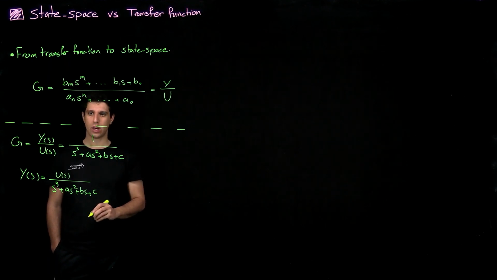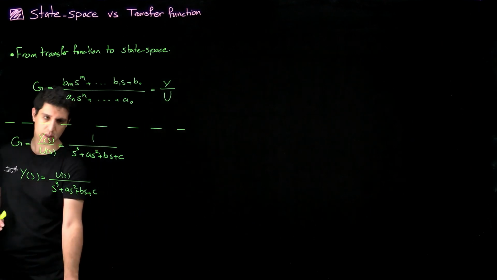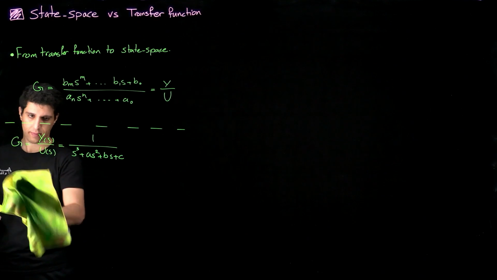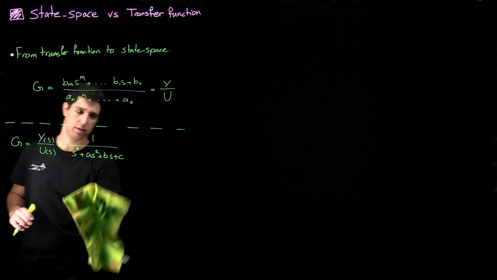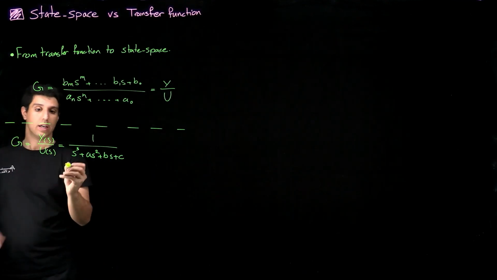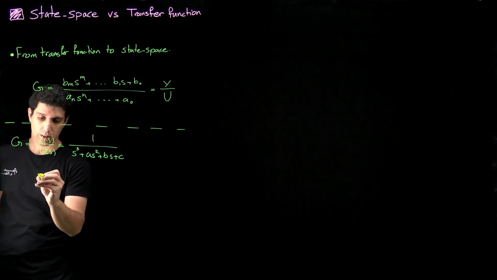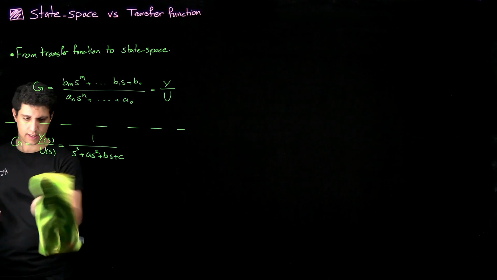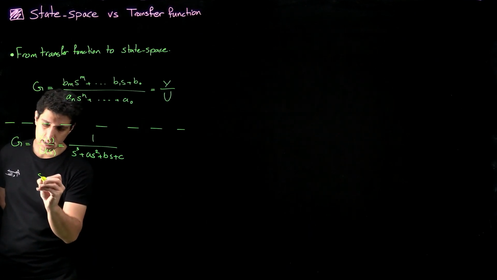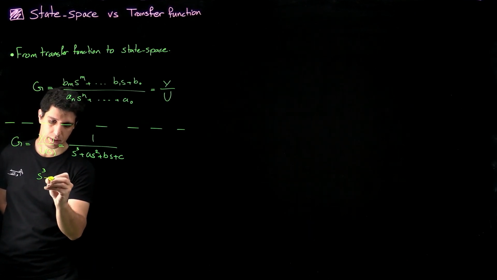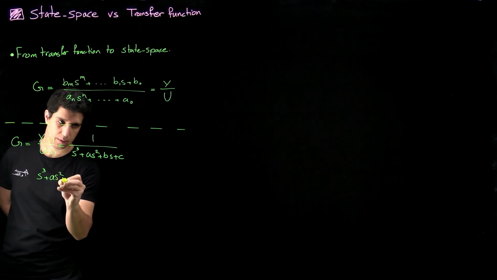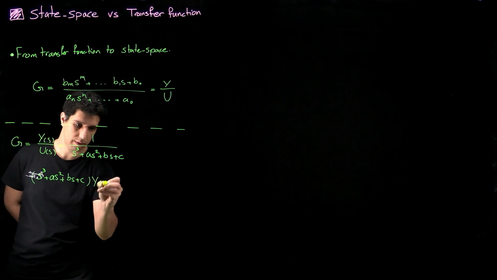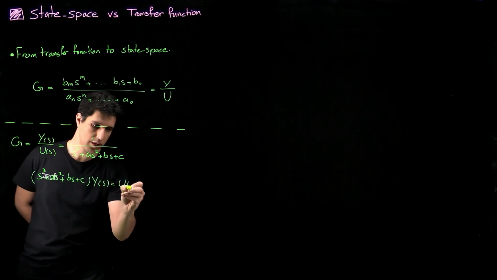No, I don't want to do that. Let's do it this way. I'm sorry. This is what happens when you don't have good notes. So let's do this: s cube plus a s squared plus b s plus c times y of s equals u of s. That's better.